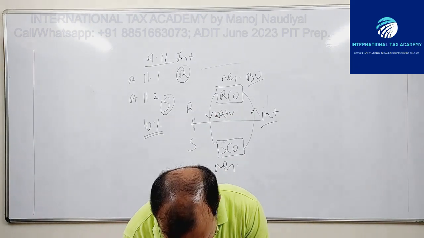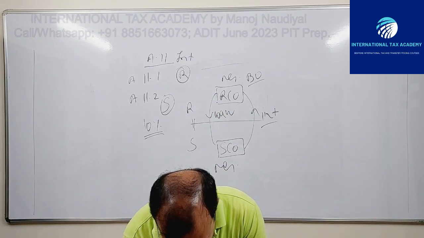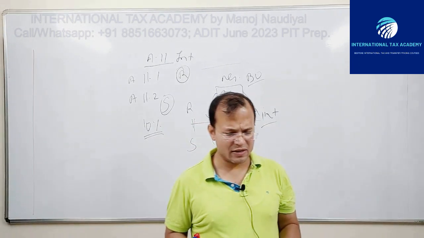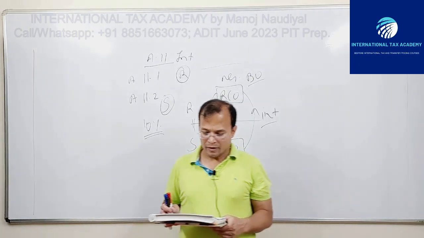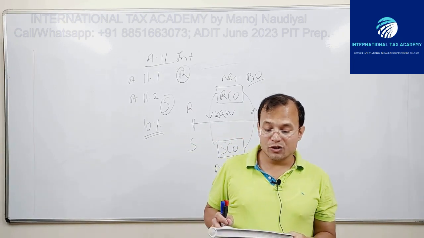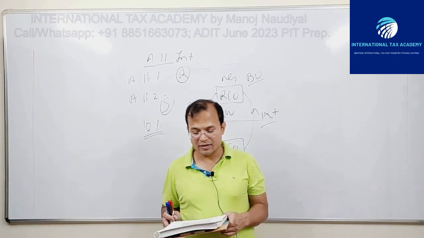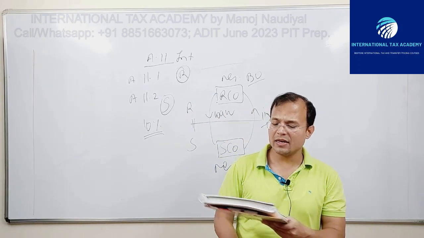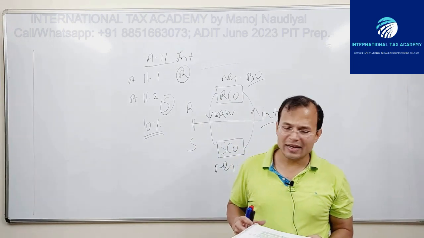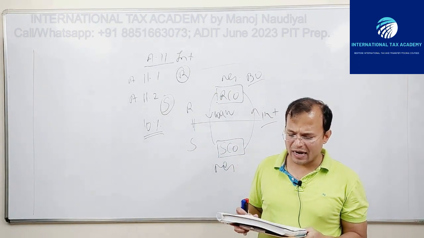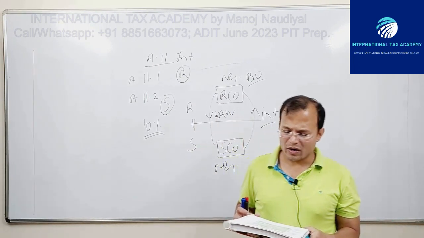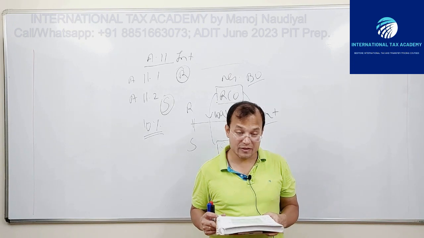Before going on, let us read 11.3 as well. 11.3, I told you, is the definition. The term interest as used in this article means income from debt claims of every kind. Debt is loan. Debt claims of every kind, whether or not secured by mortgage or whether or not carrying a right to participate in the debtor's profits.